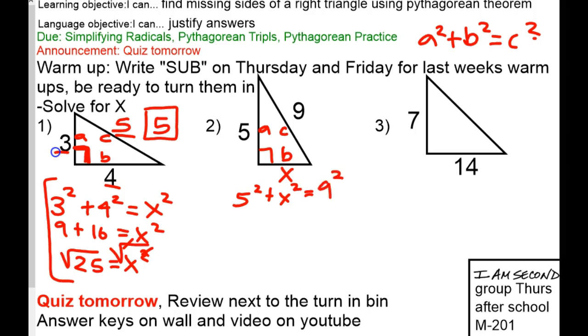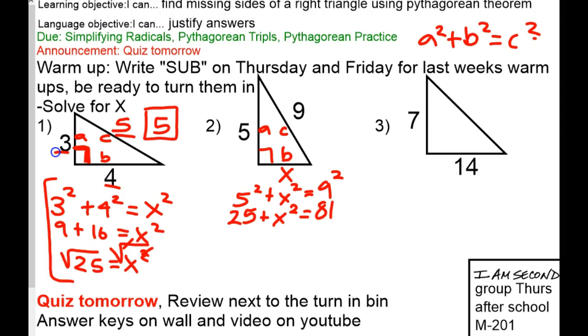Now, a lot of people mess this up by setting it up wrong. Some people will put 5 squared plus 9 squared. You don't always put the 2 numbers next to each other. It's always A and B that you're adding up, squared. Okay, what's 5 squared? 5 times 5. 25. Plus X squared, bless you, equals 9 squared. 9 times 9, 81.